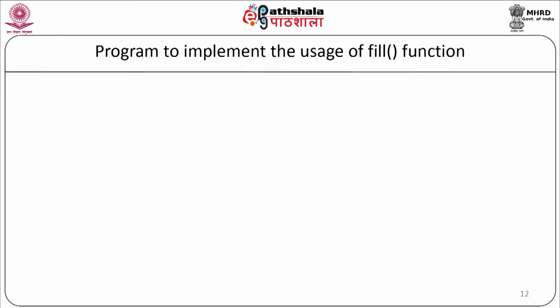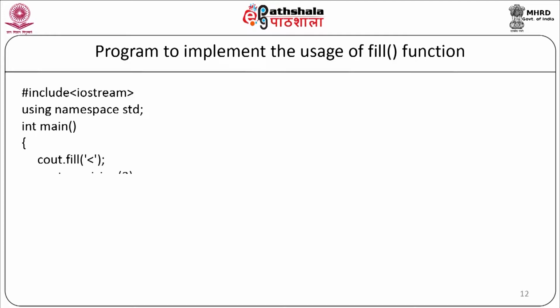We will start with the program #include <iostream>, using namespace std, int main. Now we will set the filling character as cout.fill('<'), cout.precision(3). We will start with our for loop, for int i equal to 0, i less than or equal to 5, i plus plus.